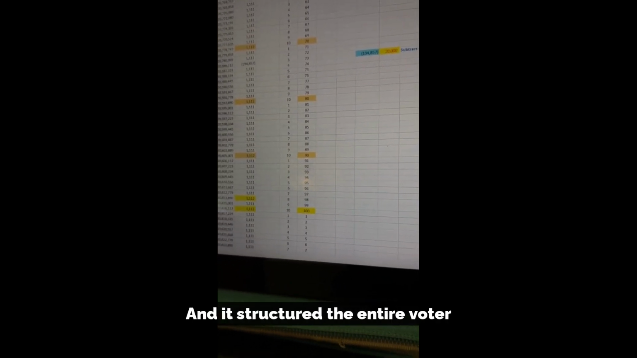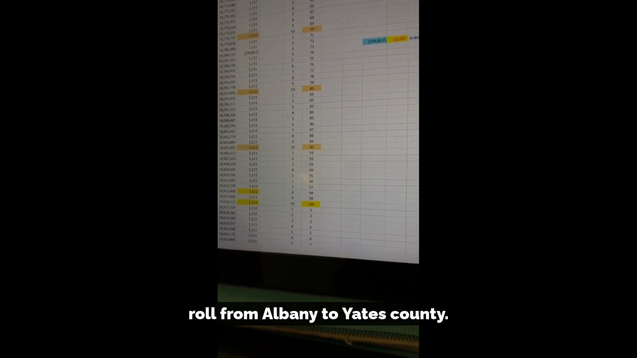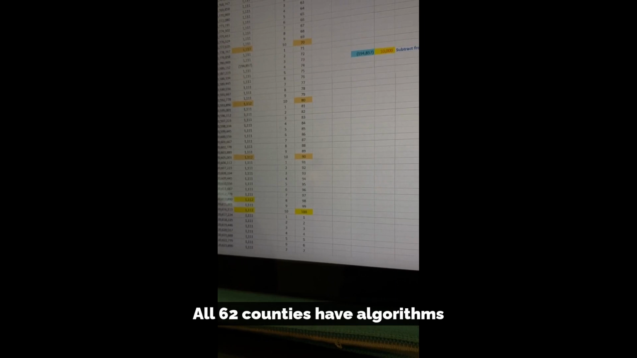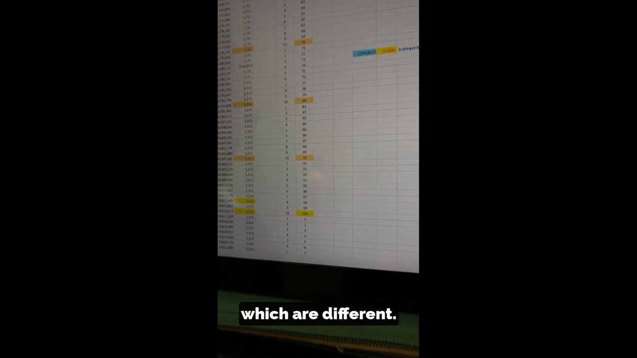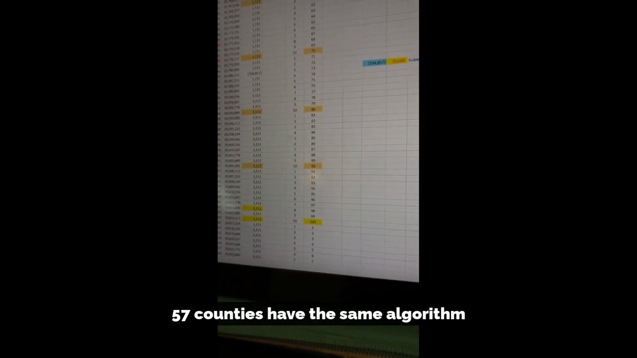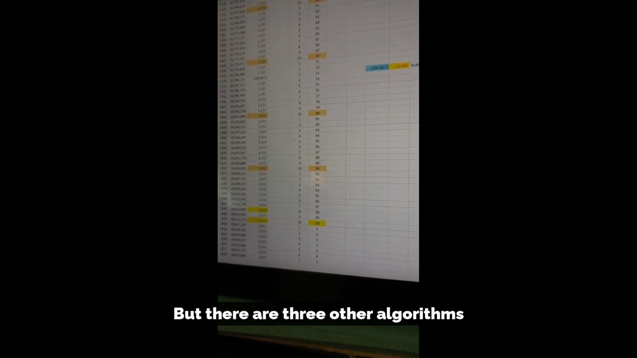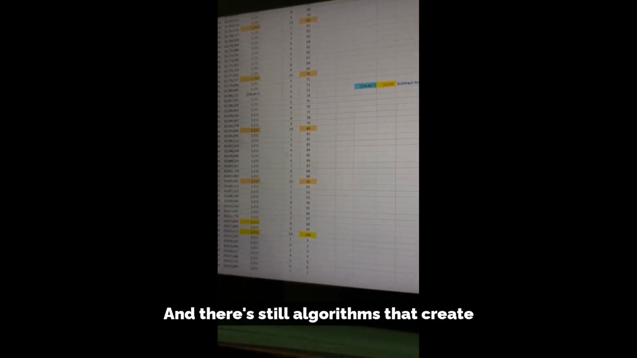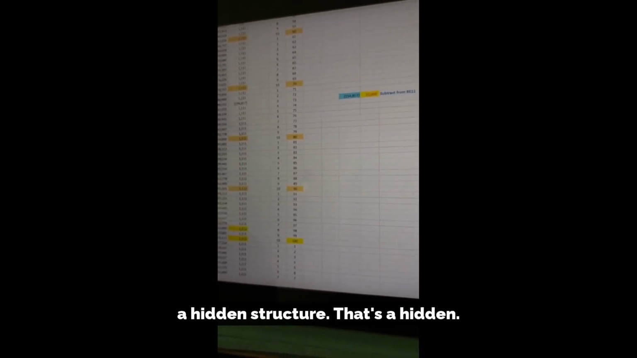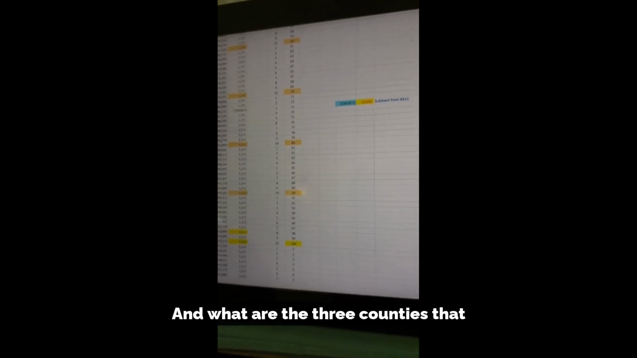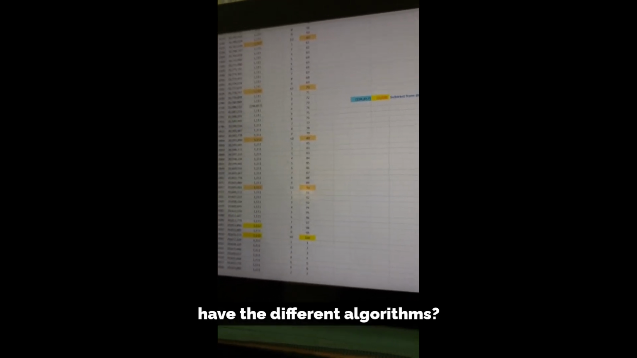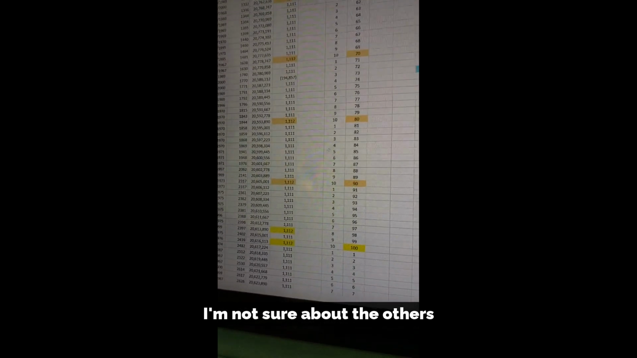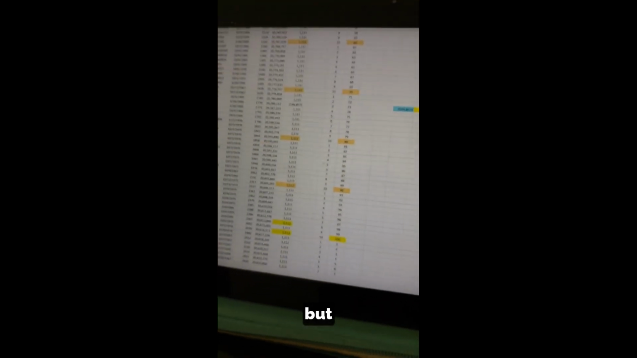And it's structured the entire voter roll from Albany to Yates County. All 62 counties have algorithms which are different. 57 counties have the same algorithm I've described, but there are 3 other algorithms in the New York State voter roll. But there are still algorithms that create a hidden structure for hidden counting. And what are the 3 counties that have the different algorithms? Westchester is one of them. I'm not sure about the others off the top of my head.